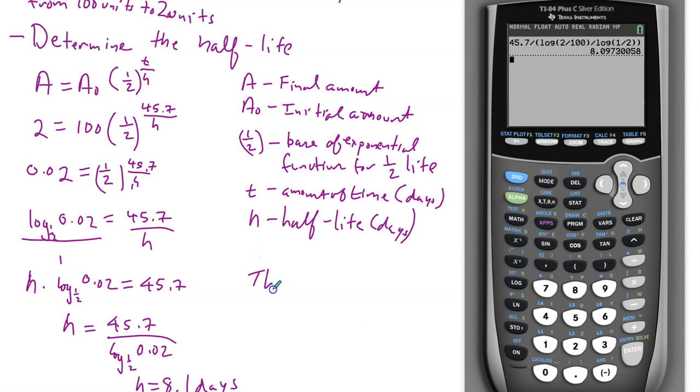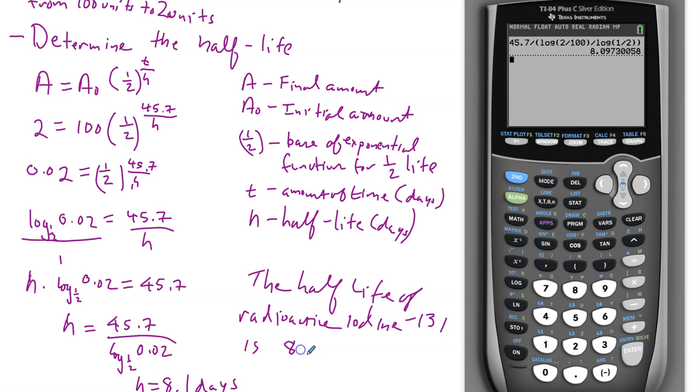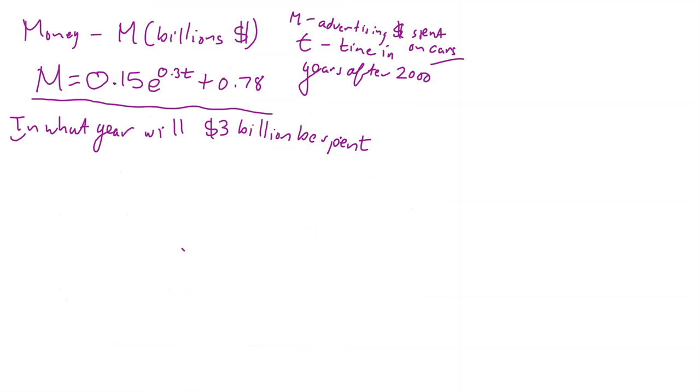Okay, so the half-life of the radioactive iodine 131 is 8.1 days, rounded to the nearest tenth.